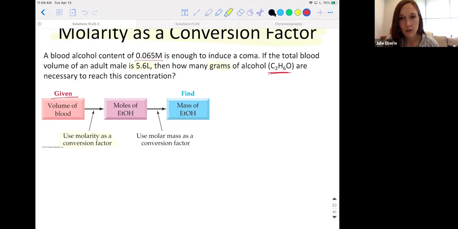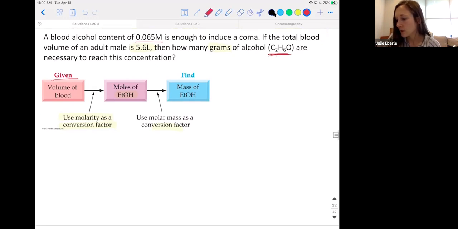Use molarity to convert to moles of ETOH. This is ethanol, okay? The C2H6O, that's ethanol. Ethanol is alcohol. Any alcohol bottle you buy will tell you what percent ethanol or alcohol it is, right? And then you can use the molar mass to convert from moles to grams. So we're going to go from liters to moles. Then we're going to use the molar mass of ethanol to go from moles to grams. So this is a 2-step problem. So start with the 5.6 liters of blood.